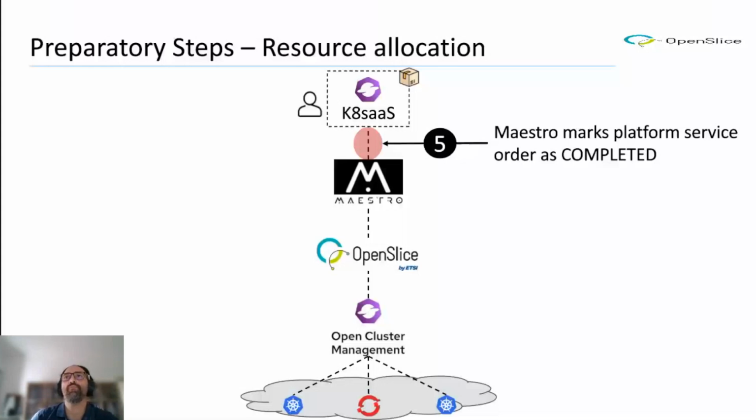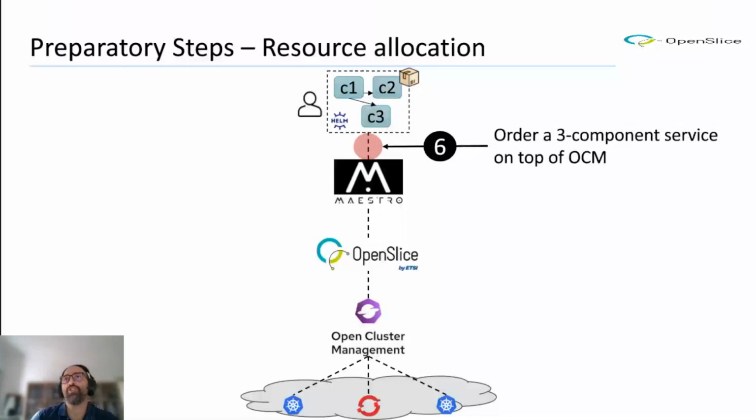At a later stage, we can order via Maestro our already packaged service to be deployed in this specific Kubernetes. All that the user will do is provide the Kubernetes service ID key in the service order, and that's it. Maestro will handle the rest of it.